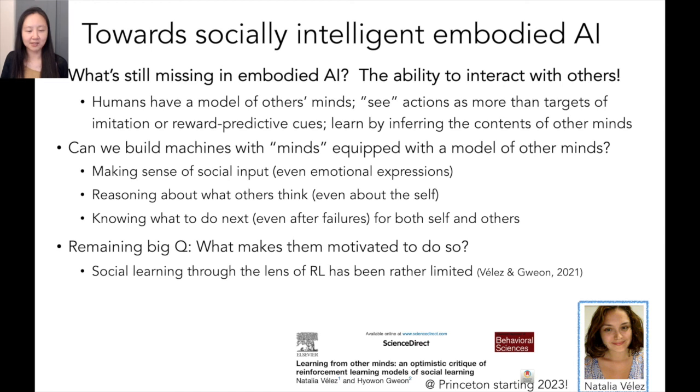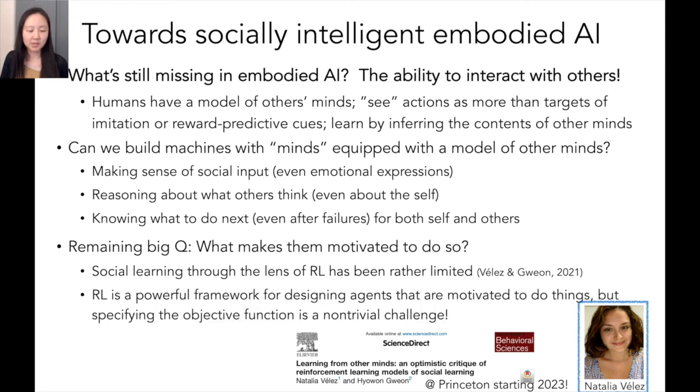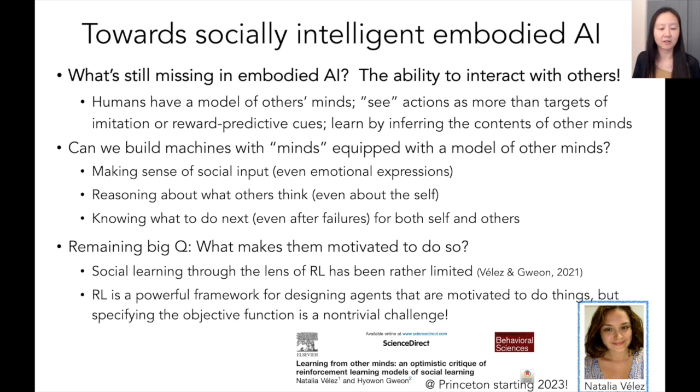As we have expressed in this short opinion paper with Natalia Velez, who's starting at Princeton in 2023, social learning through the lens of reinforcement learning has been rather limited. And beyond the scope of social learning, reinforcement learning generally provides a powerful framework for designing agents that are motivated to do things, but specifying the objective function is a non-trivial challenge. Even though humans may have a general intrinsic motivation to learn and connect with others, there's a range of context-specific motivations that are often competing against one another. And humans are incredibly good at figuring out what they should do now or later over a long time horizon and balancing different kinds of competing goals.